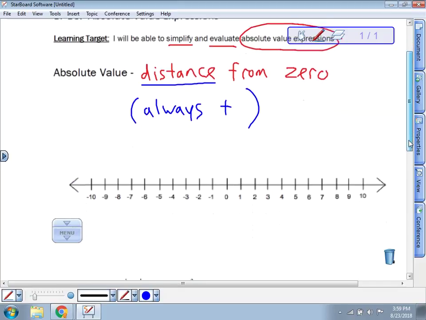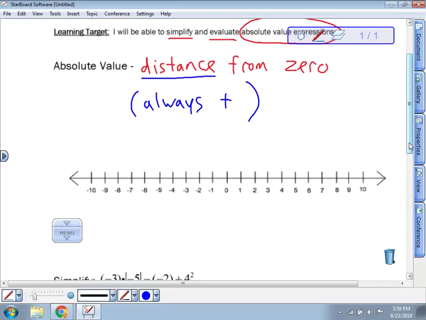Let's look at a quick example just to show you that. What's the value of the absolute value of negative 3? Well, negative 3 is right here on the number line. How far away is that from 0? If you count, that's 1, 2, 3 units away from 0. So the absolute value of negative 3 is 3.